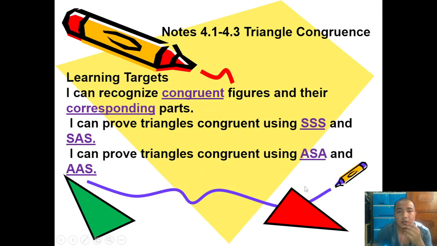Hello grade 9 students. Today let's discuss all about similar triangles, or particularly the triangle congruence. So in this lesson, by the end of the lesson, you can say to yourself: I can recognize congruent features on their corresponding parts. I can prove triangles congruent using SSS and SAS. I can prove triangles congruent using ASA and AAS.